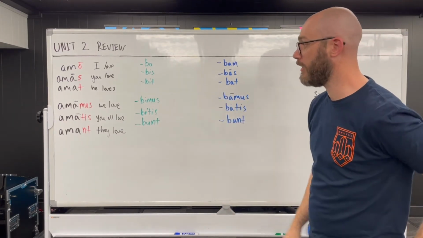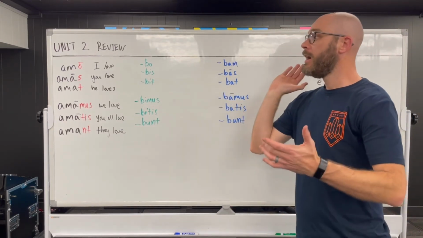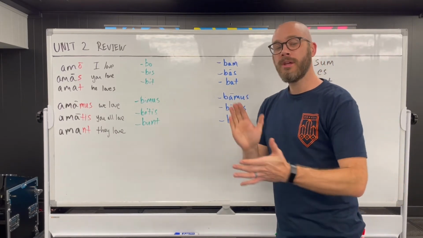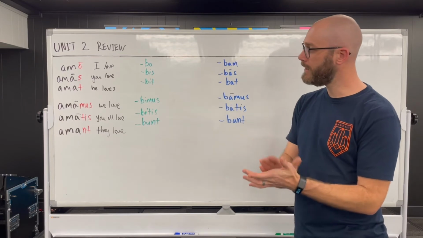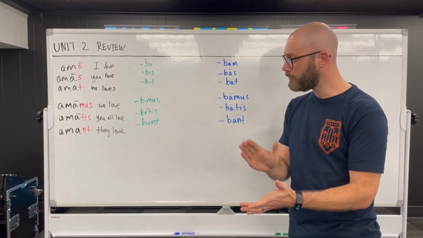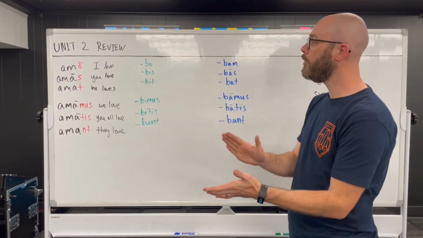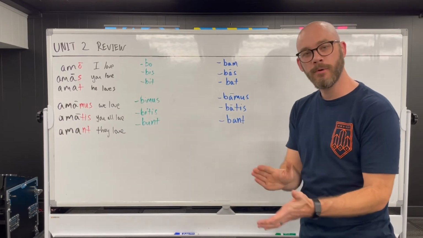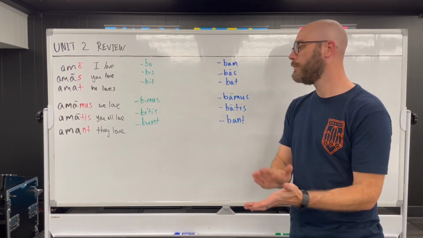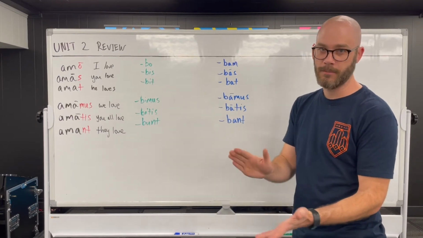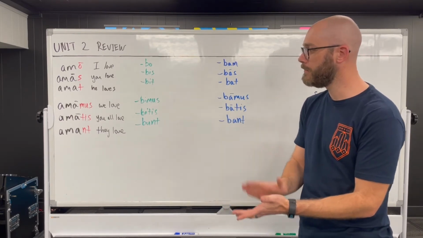Let's say the chant together to get that future tense down. 1, 2, 3, 4. 1, 2. Here we go. Bo, bis, bit, bimus, bitis, bunt. One more time. Bo, bis, bit, bimus, bitis, bunt.